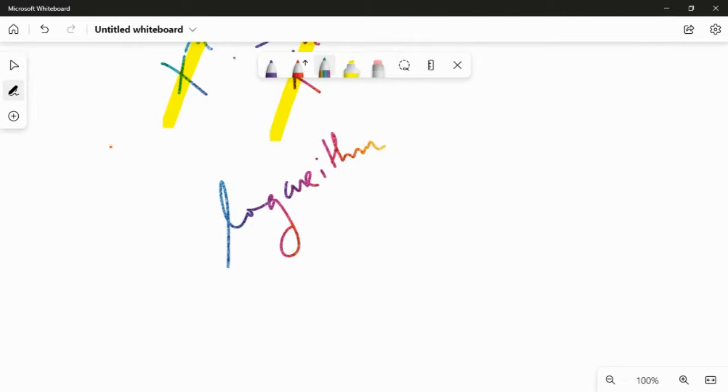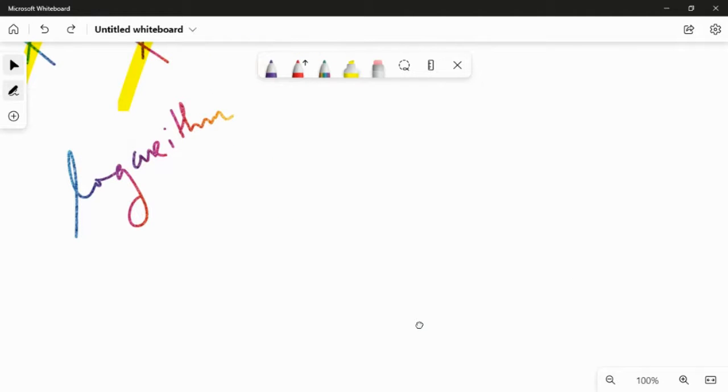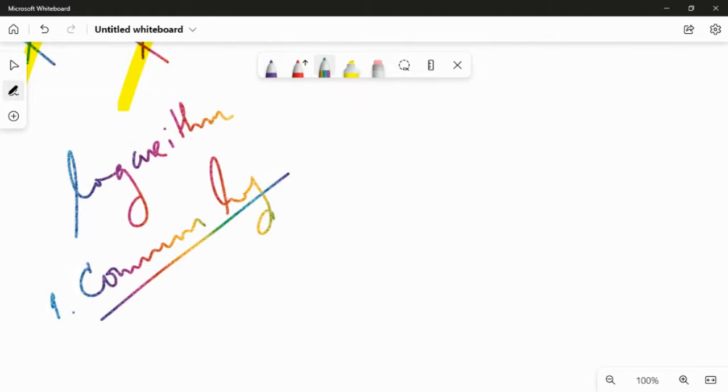There are three commonly used types of logs. First is the common log. Second one is the binary log, and third one is the natural log. But first, let's do the common log. The common log is the log using 10 as the base.